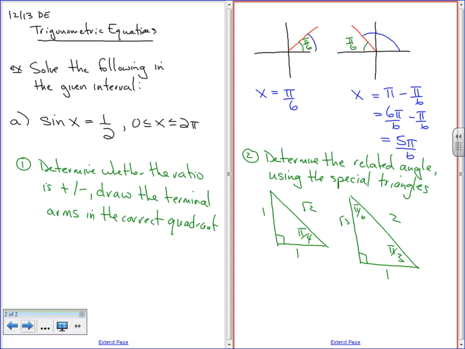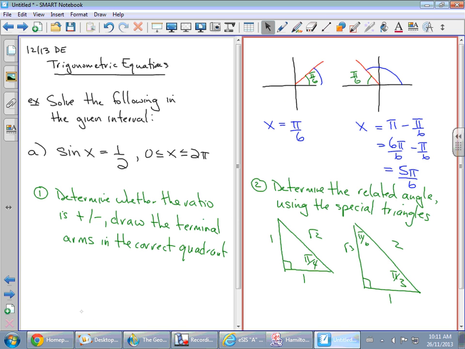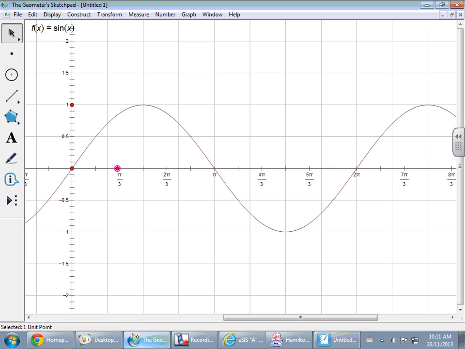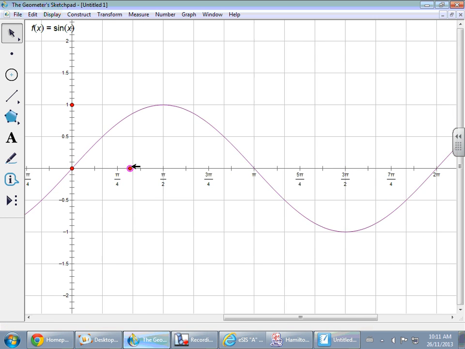Okay, so if I look at the graph, stretch this out a bit.